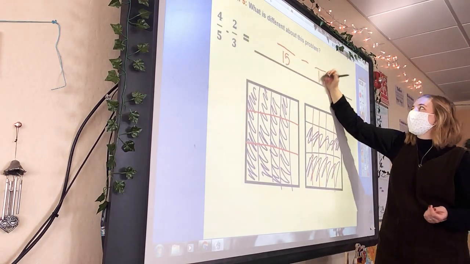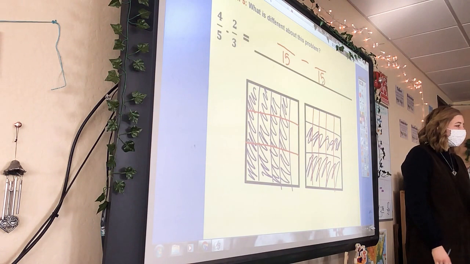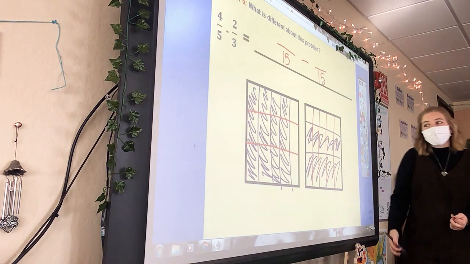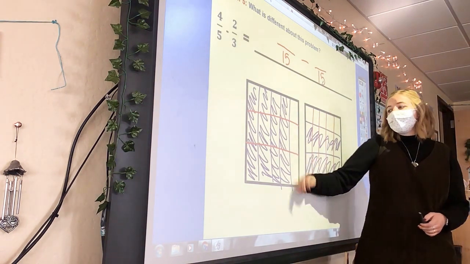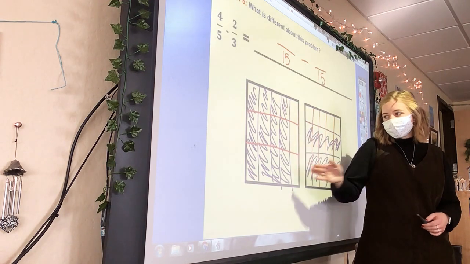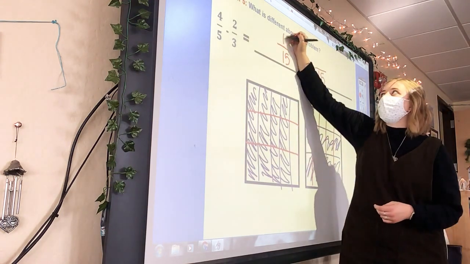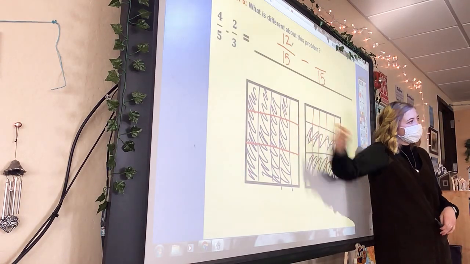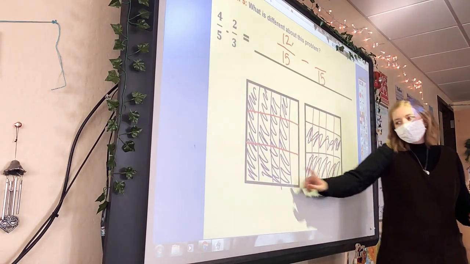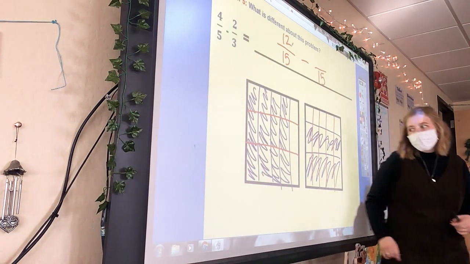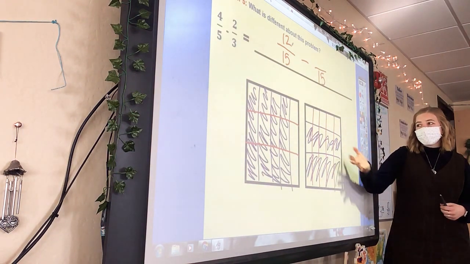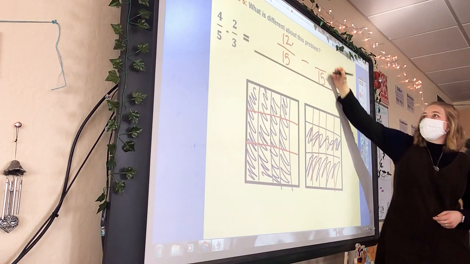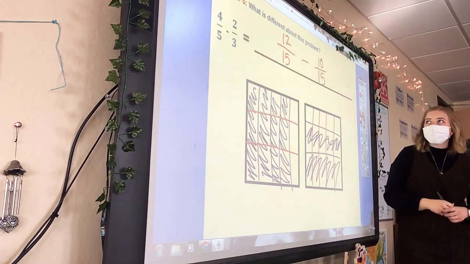So it's something 15ths minus something 15ths, okay? Then I count how many are colored in. So I know that 15 minus 3 is 12. So 12 out of 15 are colored in, right? Because all but 3 are colored in. But if you needed to go back and count them individually, that's okay. You can do that. Over here, I know that 15 minus 5 is 10. So that means 10 15ths are colored in over here.